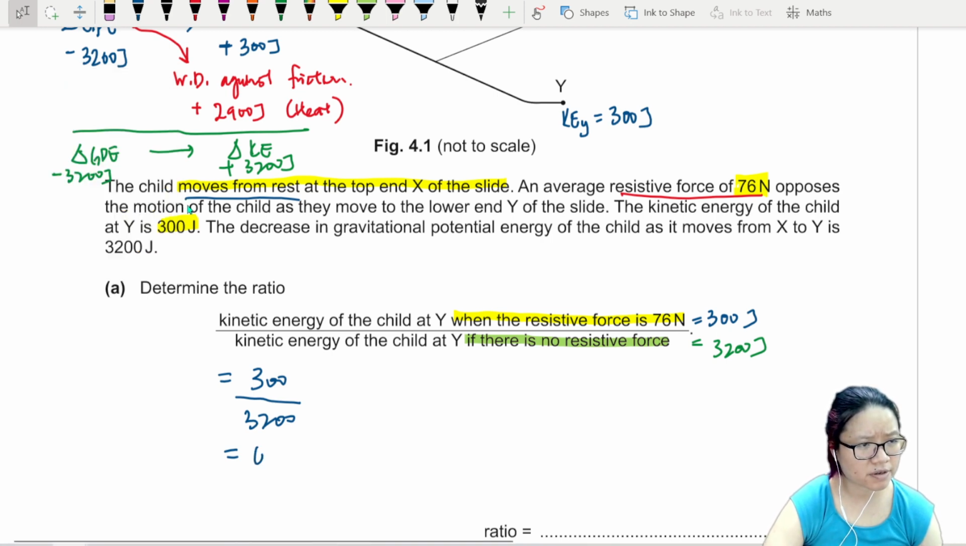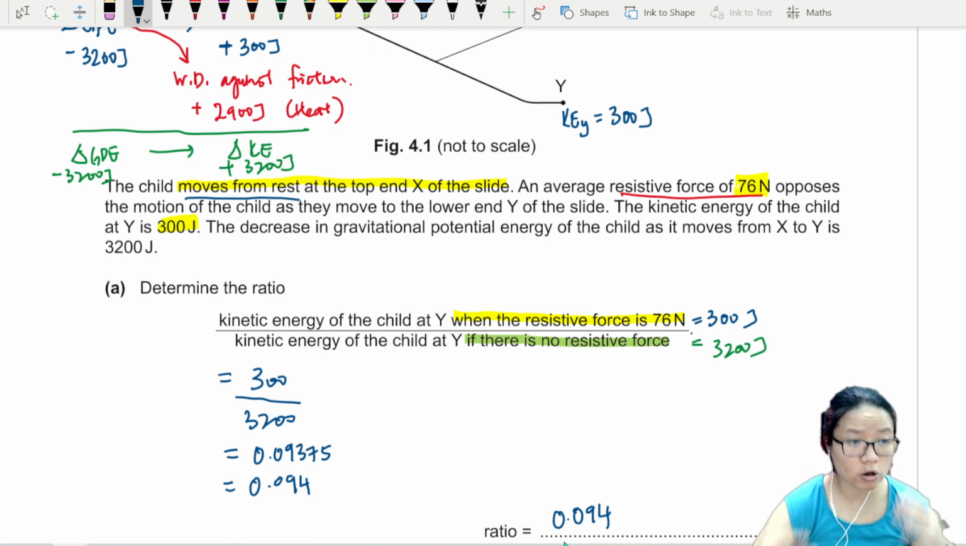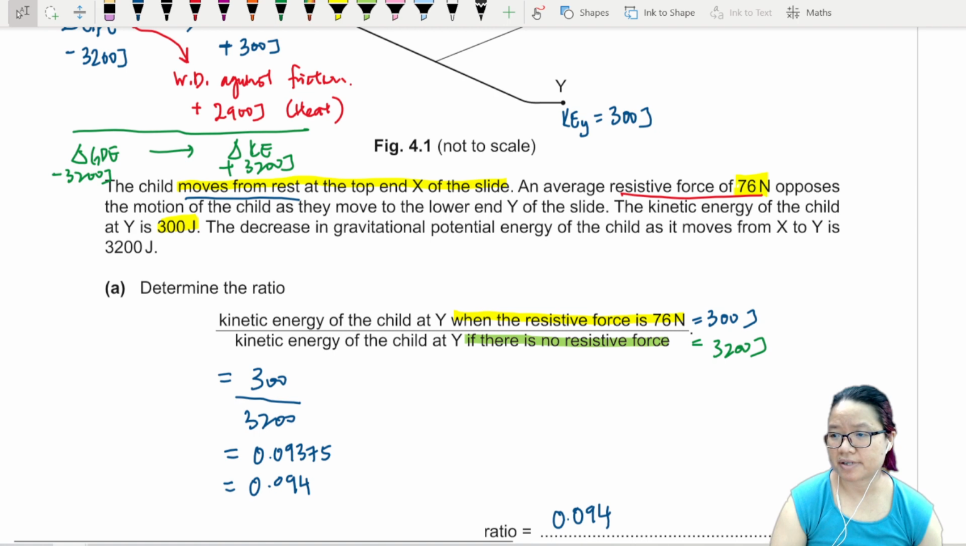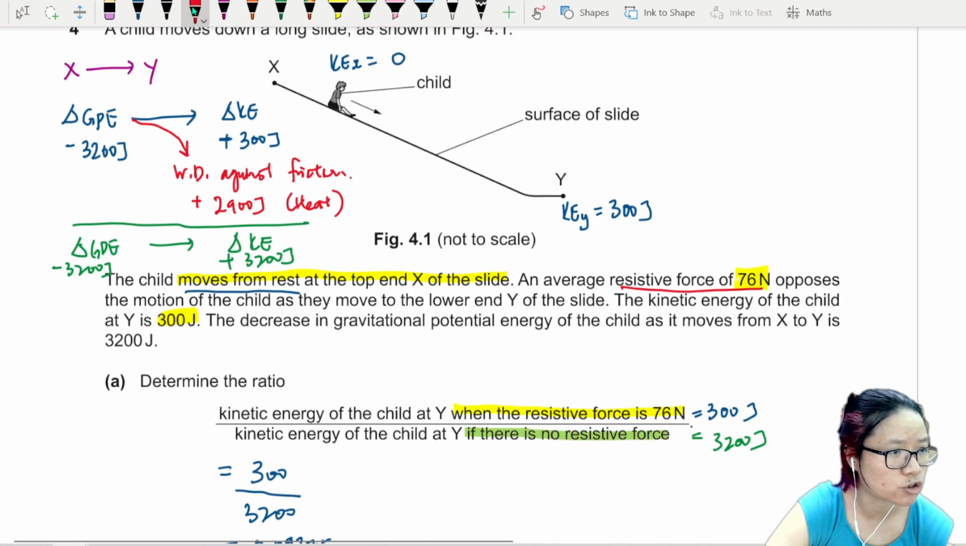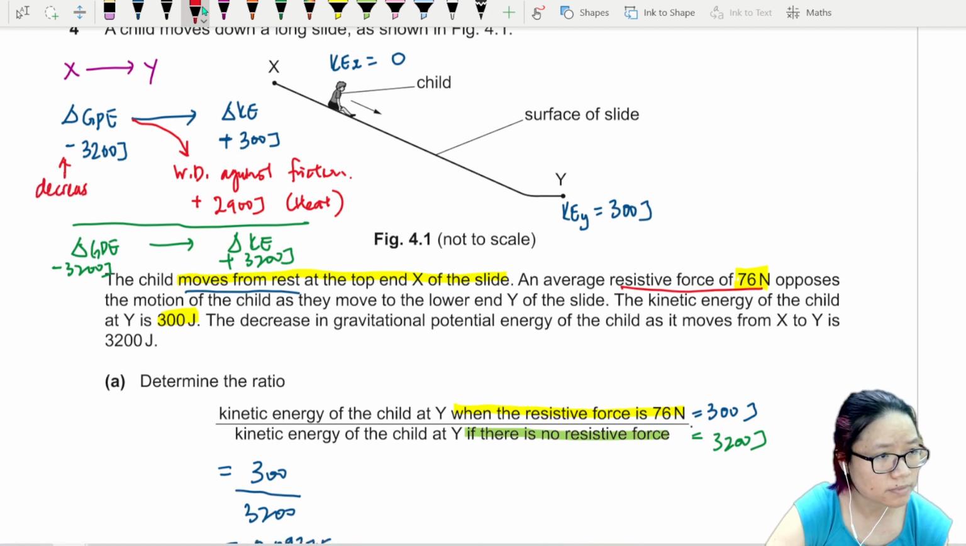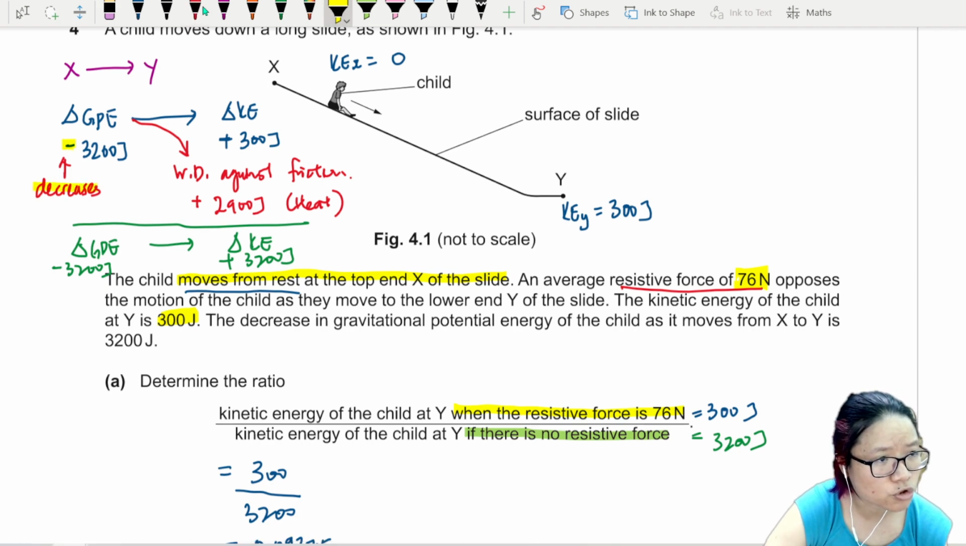This is 0.09375. You could write that many SF if you want to, but I'm going to stick to 2, so this is 0.094. So with no resistive forces, all the GPE will become KE. That's why there is a negative sign. GPE is negative to show that GPE decreases. The negative sign here is to show a decrease.